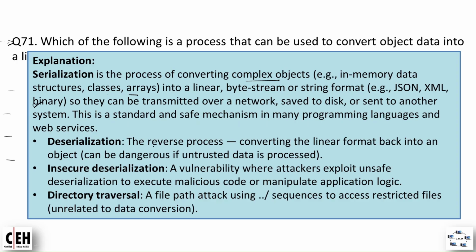Deserialization is the reverse process, converting the linear format back into an object, and can be dangerous if untrusted data is processed. Insecure deserialization is a vulnerability where attackers exploit unsafe deserialization to execute malicious code or manipulate application logic. And directory traversal is a file path attack using ../ sequences to access restricted files, unrelated to data conversion.